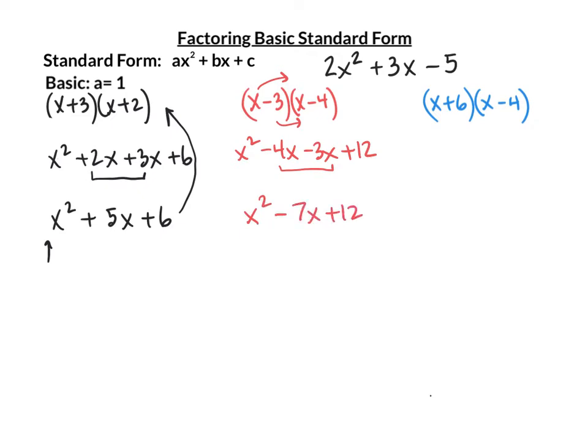See how the signs are different? When they're both negative, I end up with a positive 12, but notice how I added negative 4 and negative 3 to make negative 7.